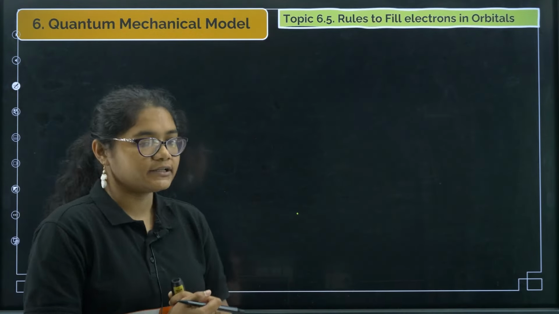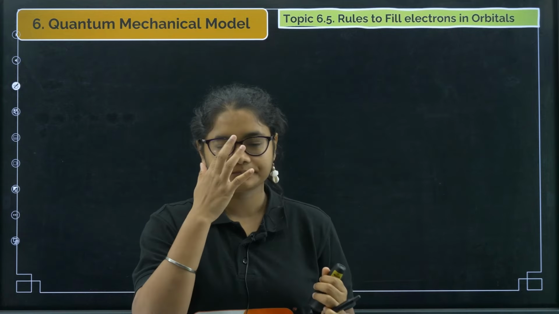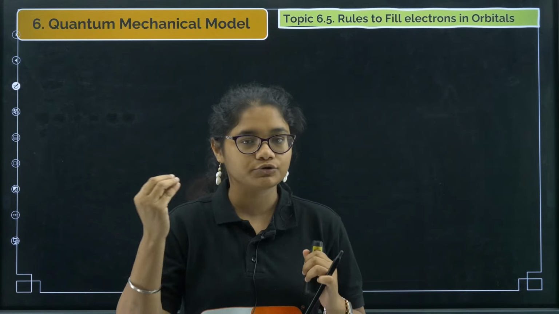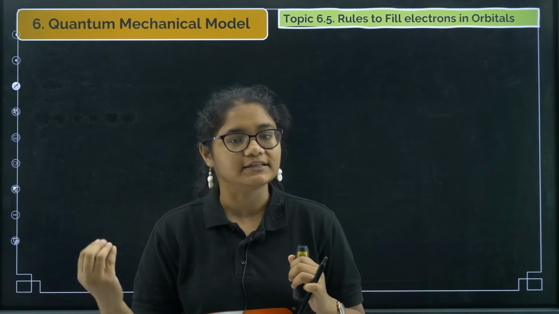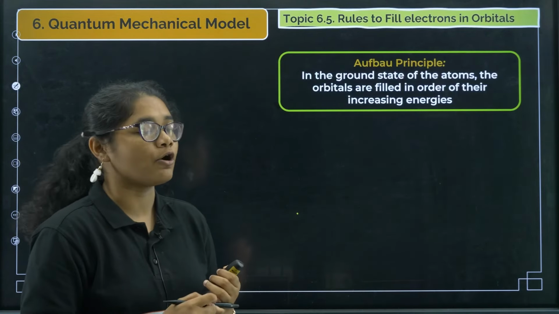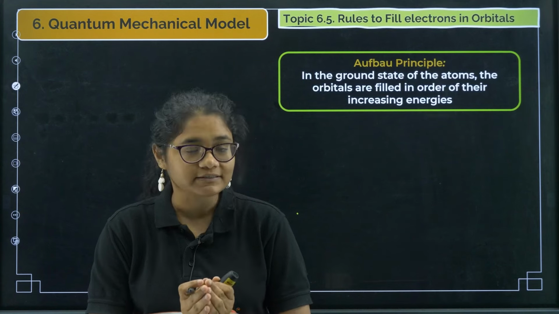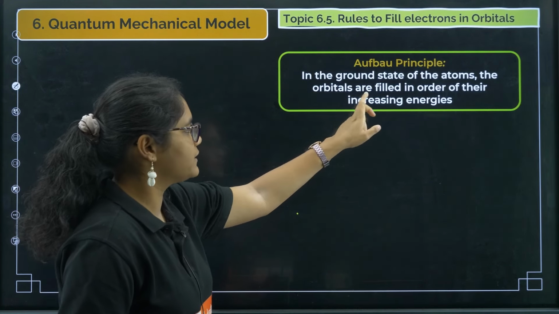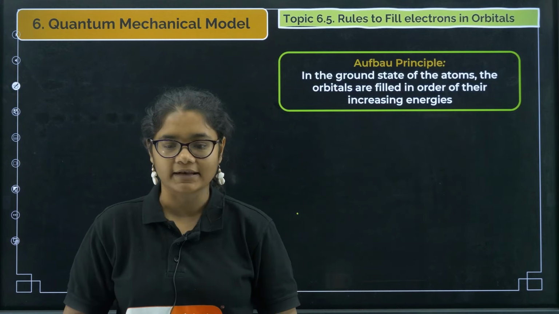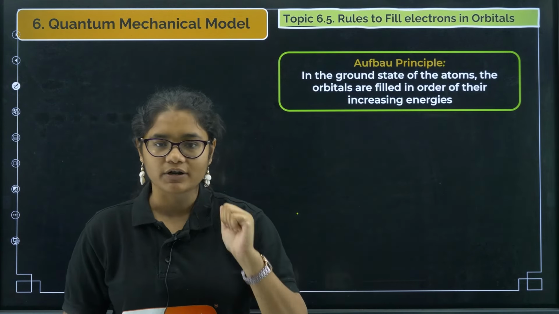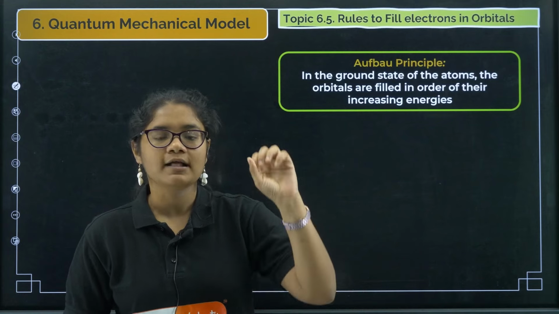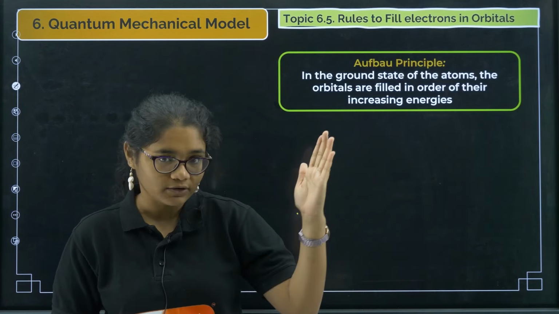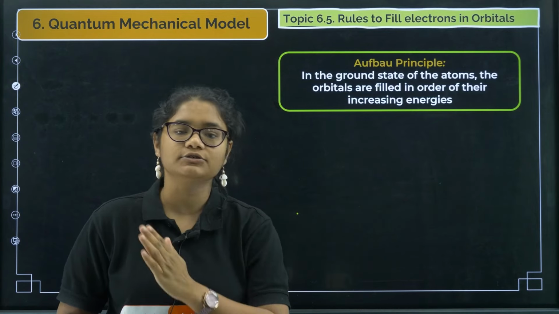Now let us see how to fill the electrons in the orbitals. There are 3 rules which you should obey while filling electrons in the orbitals. Rule number 1 is the Aufbau principle, which tells you that in the ground state of the atom, the orbitals are filled in the order of their increasing energy. Just now we saw the increasing order of energy, so first 1s will be filled, then 2s, then 2p, then 3s, then 3p.